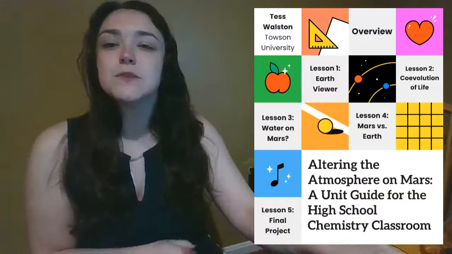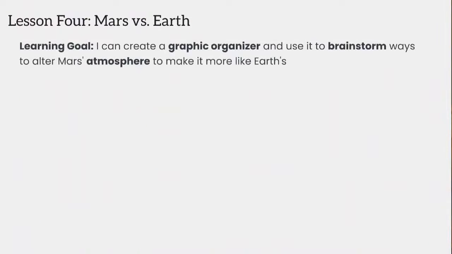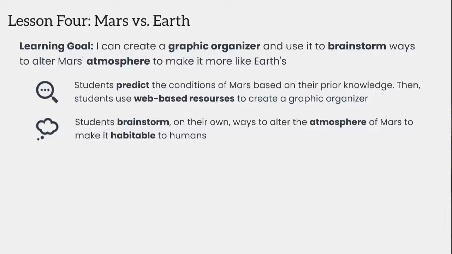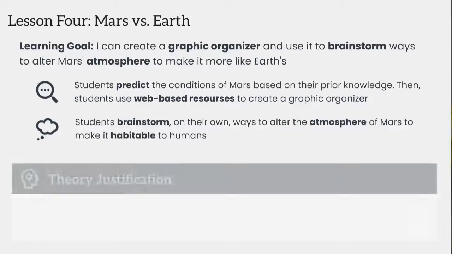But water isn't the only thing that humans need to survive, so the students need to explore the other conditions of Mars. For Lesson 4, the goal is for students to be able to compare and contrast Mars and Earth in order to brainstorm ways to alter Mars's atmosphere to make it more like ours. This lesson puts students in charge of their learning by asking them to use web-based resources to create a graphic organizer that compares Mars and Earth. They will then use that as the starting point for thinking about a way that they can alter Mars to make it more like Earth.